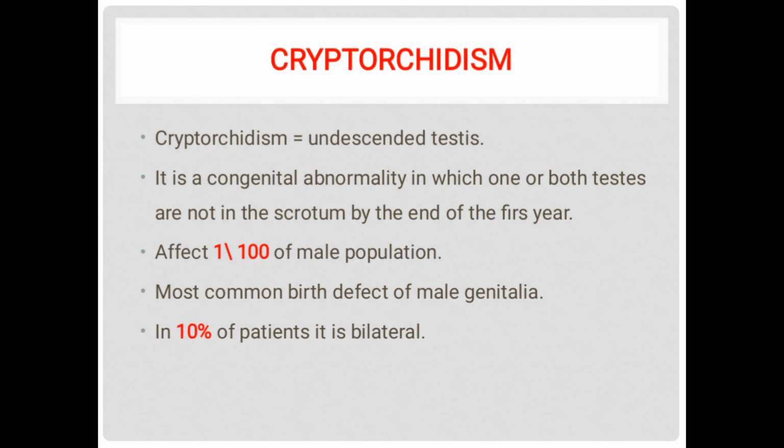Cryptorchidism means an abnormality in which one or both testes are not in the scrotum by the end of the first year of age. It affects 1% of the male population. It is the most common birth defect of male genitalia. In 10% of patients, it may be bilateral.